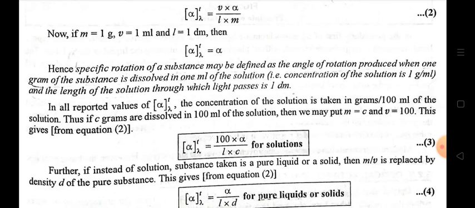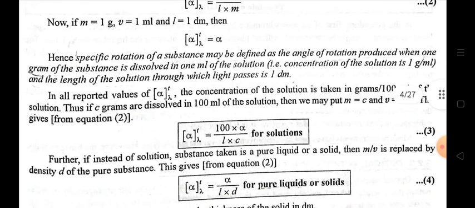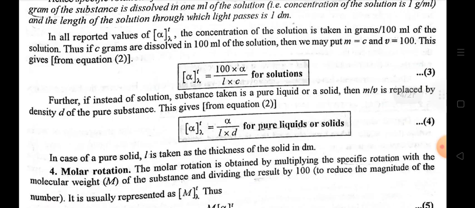That is equation 3. Further, if instead of a solution the substance taken is a pure liquid or a solid, then m by V is replaced by density D of the pure substance. This gives, from equation 2, alpha T lambda is equal to alpha upon L into D for pure liquids or solids. That is equation 4. In case of a pure solid, L is taken as the thickness of the solid in decimeter.